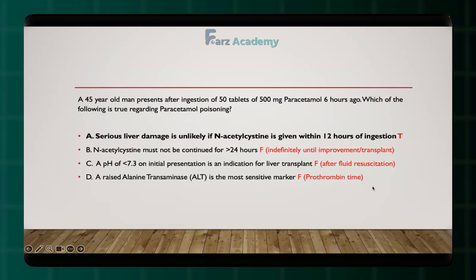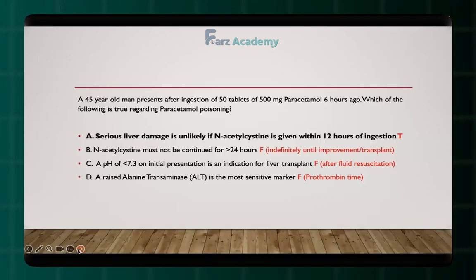So serious liver damage is unlikely if N-acetylcysteine is given within 12 hours of ingestion is true. N-acetylcysteine must not be continued for more than 24 hours is false because it is given indefinitely until improvement or transplant. All right. A pH of less than 7.3 on initial presentation is an indication for liver transplant is false. It is after fluid resuscitation, not on initial presentation. And ALT is the most sensitive marker is false. It's prothrombin time, because we're looking at the synthetic activity of the liver. That is the most sensitive marker.